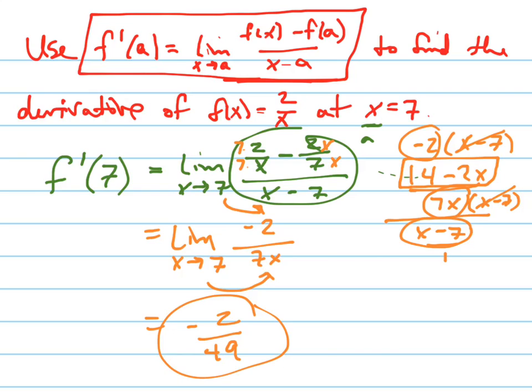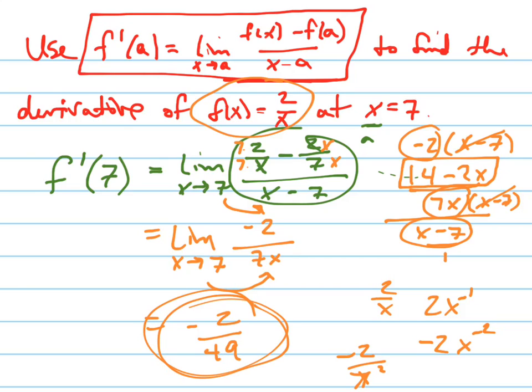And that's your answer. If you don't believe me, take the derivative of 2 over x. What would that be? Well, it's 2x to the negative 1, which means it's negative 2x to the negative 2, which is negative 2 over x squared. And what was x? 7. When you plug in 7, what do you get? 49. There you go.